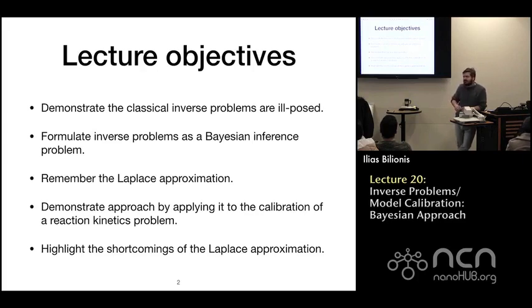Okay. So the Laplace approximation, we introduced it a couple of lectures ago, and it basically told us how to take an arbitrary probability density and approximate it with a Gaussian. So we're just going to use that. This is not the right thing to do. When you do that, you're actually not fully Bayesian, but it is very easy, and we can just do it. And we're going to demonstrate the Bayesian formulation and the Laplace approximation to the kinetics problem.